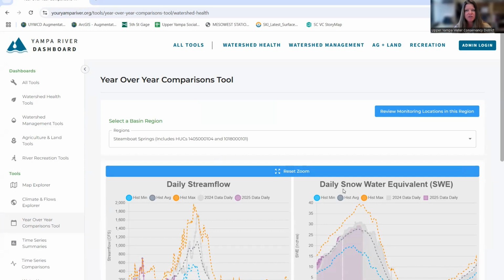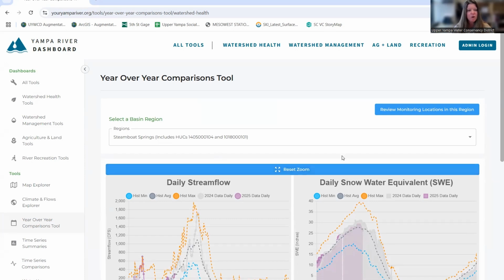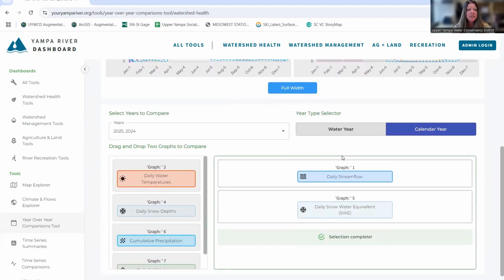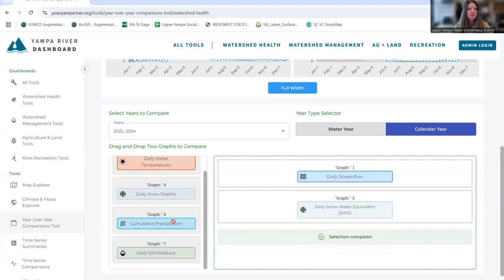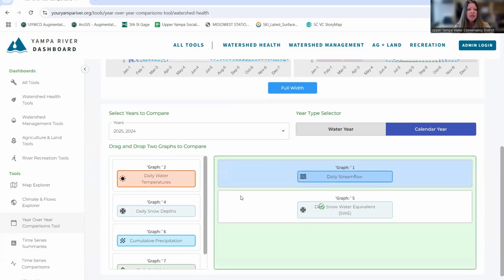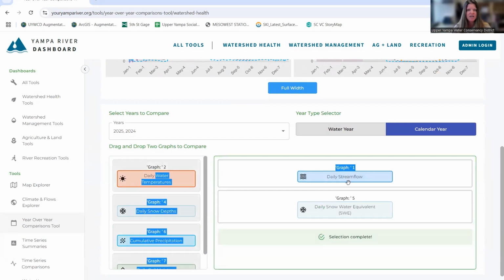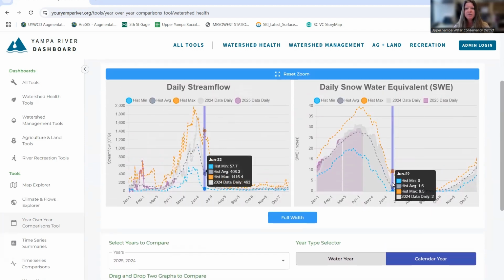Those happen to be the two metrics that I want to look at today, but if you wanted to look at other metrics, particularly as you follow this progress throughout the spring runoff season, you could look at metrics like daily water temperatures, snow depths, or cumulative precipitation by dragging and dropping the metrics you'd like to see in these boxes. Because we already have stream flow and SWE pulled up, I want to take a closer look at these.